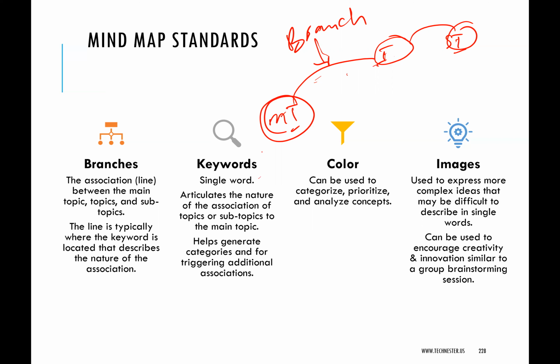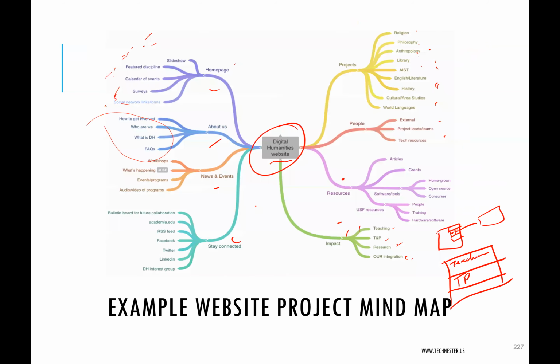Then IBA suggests that the keywords, that means your main topic, topic, and subtopic, should be single words. I usually laugh at this requirement. So they said it should be single words, and it should articulate the nature of the association of topic or subtopic to the main topic. Single words. Look at this one. This is home page, about us, news and event, resources, people, projects, stay connected. So indeed, some are single words, some are not. Right. Look at all these ones, plenty words.